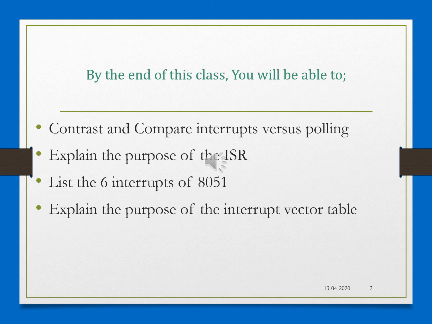By the end of this class you will be able to compare interrupts versus polling method. You'll be able to explain the purpose of the ISR, that is interrupt service routine, what is its use. You'll be able to list the 6 different interrupts that can be handled by 8051. Then you'll be able to explain the purpose of the interrupt vector table.